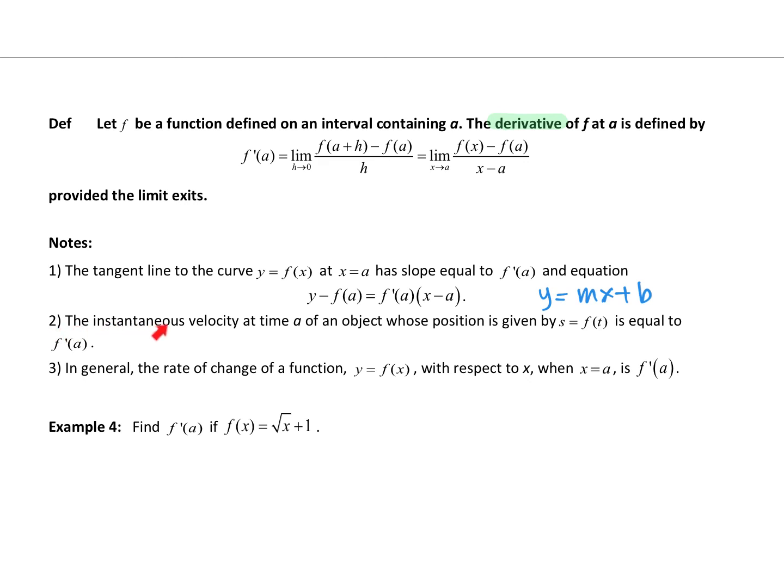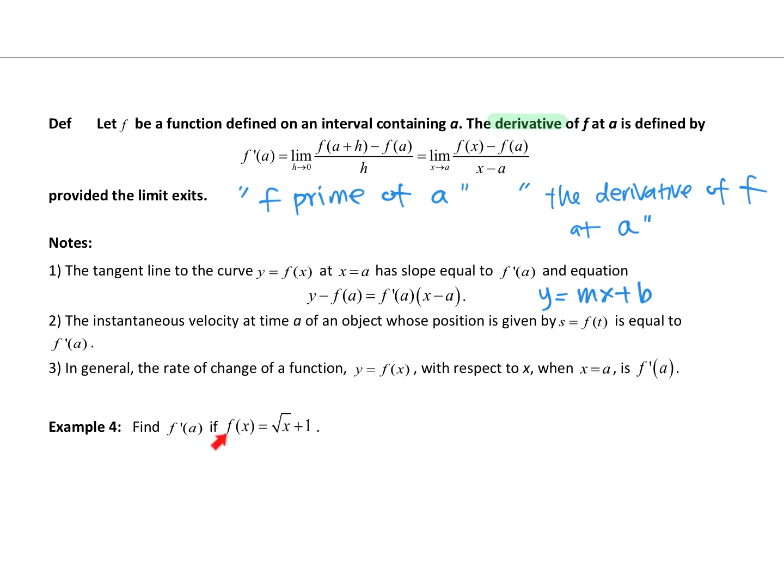Again, part 2, the instantaneous velocity at time a of an object is given by f prime. You notice that in this notation, the derivative is f with the little dot. When I see this, I'm going to read it as f prime of a, or I can say the derivative of f at a. So I'll probably say f prime of a, but what it is, is the derivative of f at a.